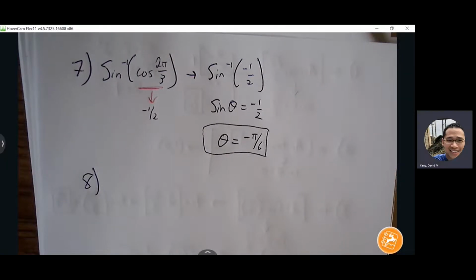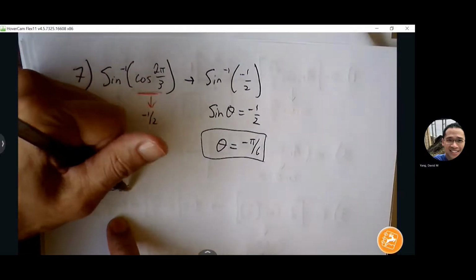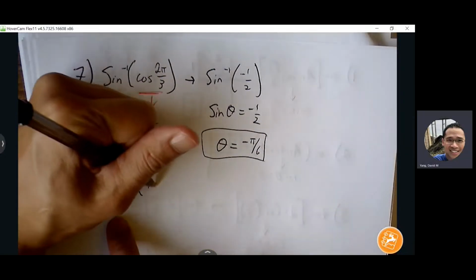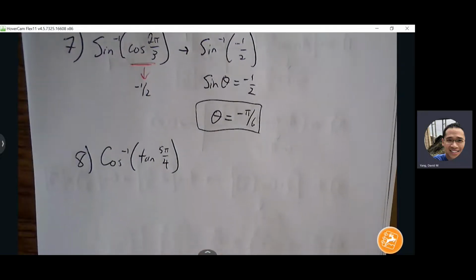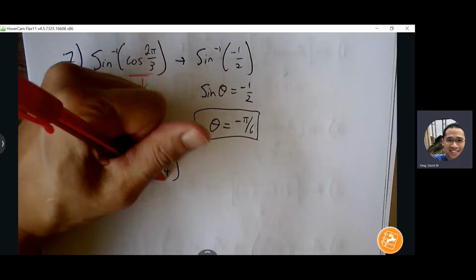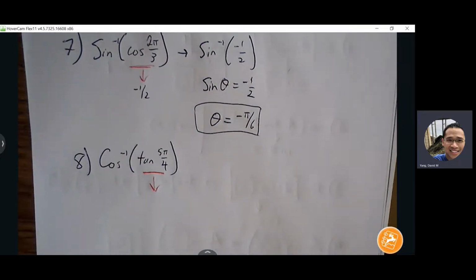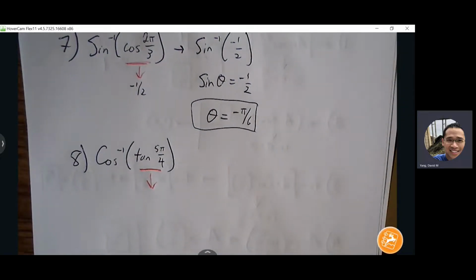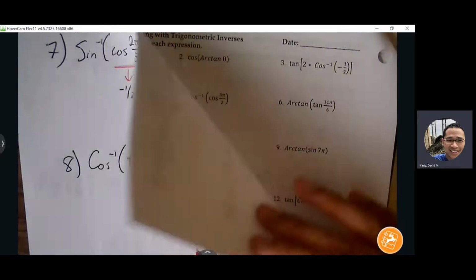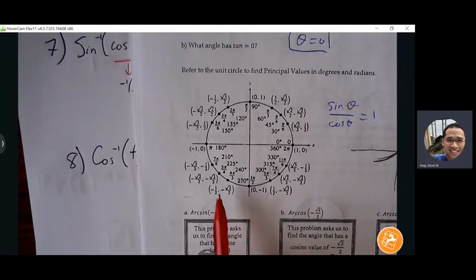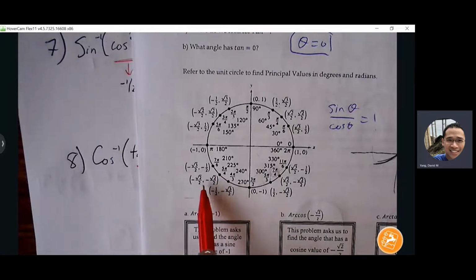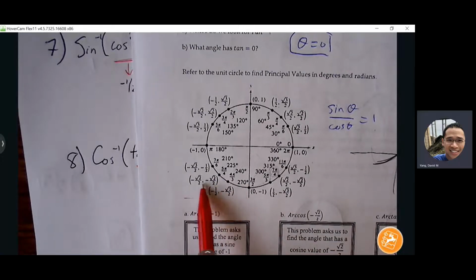Okay, number 8. Start with what's inside the parentheses. Tangent of 5 pi over 4. Tangent is y over x. We go to the third quadrant. What's that going to be? 1.